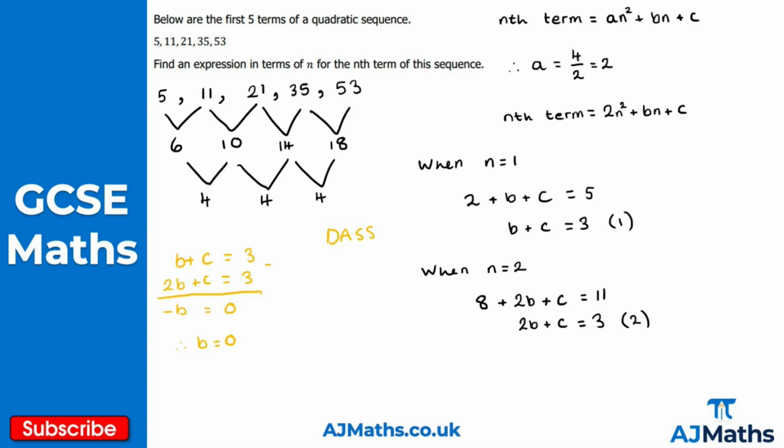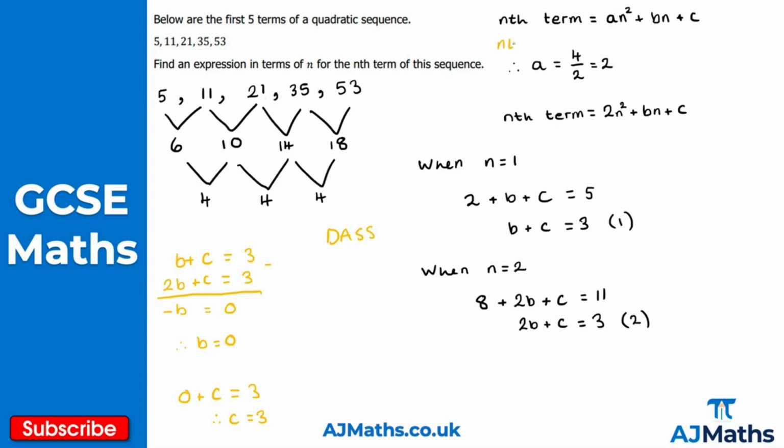I just want to find c now. So in that case, just substitute that into either of these equations here. In this case, I think it's easy to just substitute into equation 1. So in that case, 0 plus c is equal to 3, which in that case means that c is equal to 3. Okay. So what I need to do now is just substitute that back into my nth term here for a, b, and c.